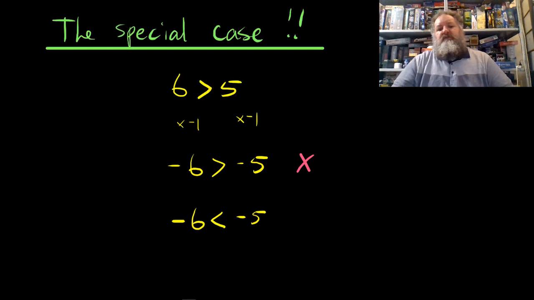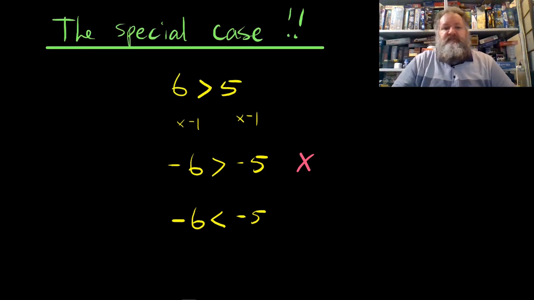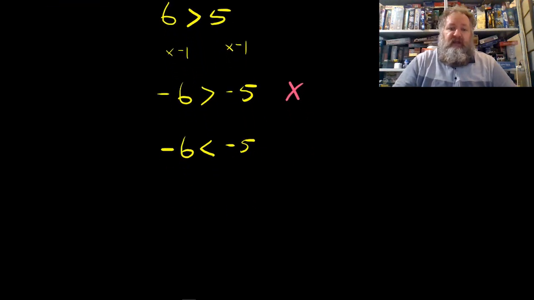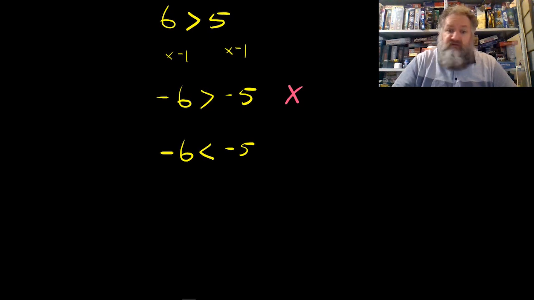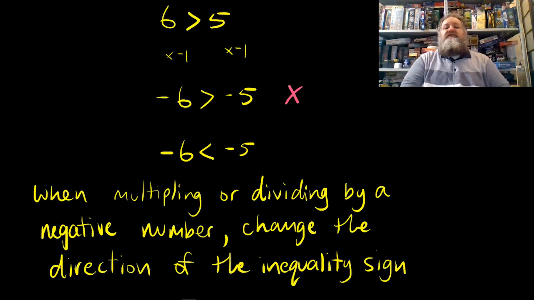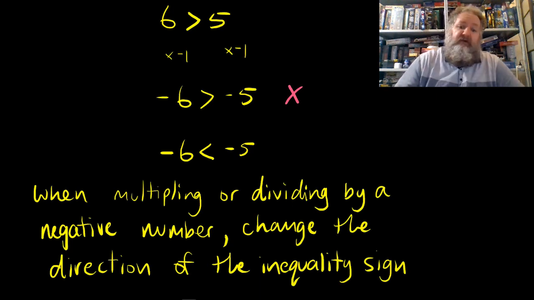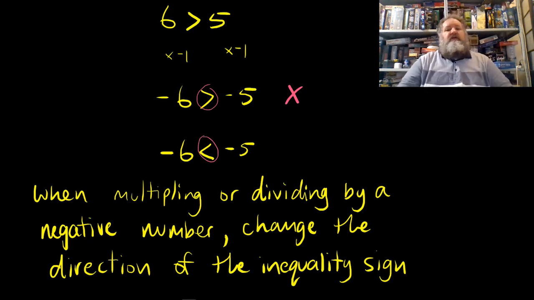So the really important thing to remember is that when we're multiplying by a negative number, or dividing by a negative number, we have to change the direction of the inequality sign, otherwise it doesn't work. So don't forget that you have to change this direction. This has to change. Otherwise, you're not going to get that correct.